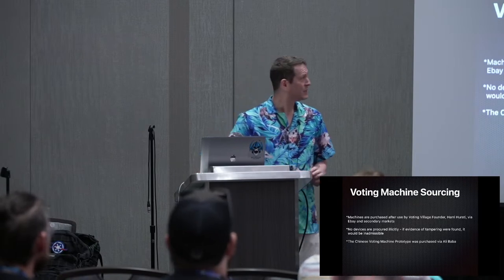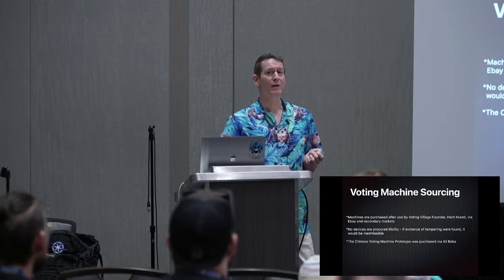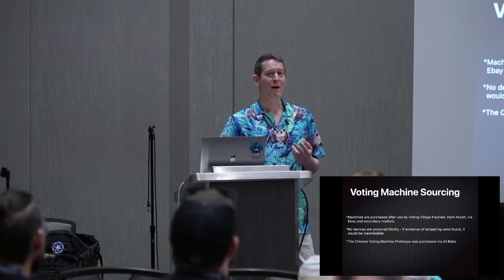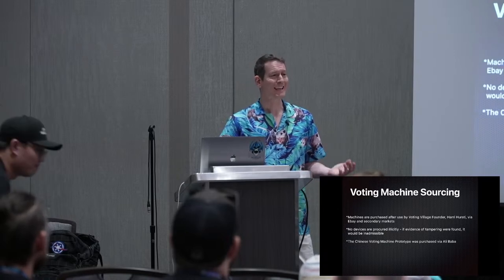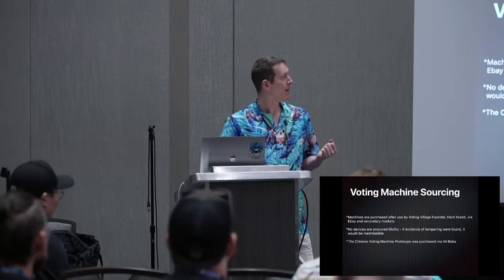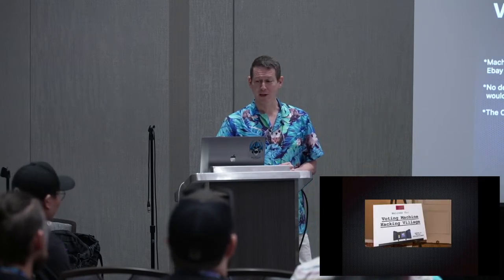The way we get the machines, we're starting low and we'll work up to the top. The machines are purchased off of eBay and off of Alibaba by Harry Hurst. They are legally procured because if we don't follow the legal chain of custody and we do find something, it's spoiled evidence that can't be used. The Chinese voting machine that came from Alibaba, we'll cover that more in depth.